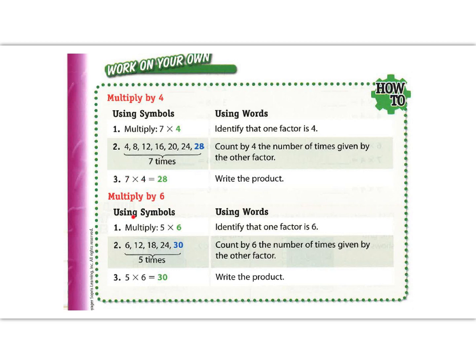Then multiply by 6 using symbols. Multiply 5 times 6. Identify that one factor is 6. Count by 6 the number of times given by the other factor. So 5 times 6, 12, 18, 24, 30. Then you write the product. 5 times 6 is 30.